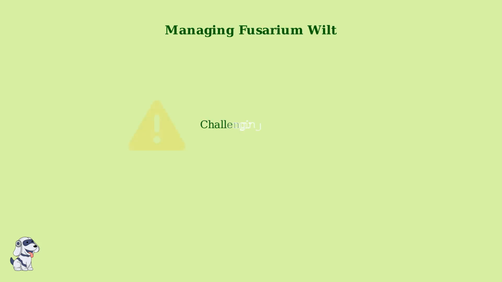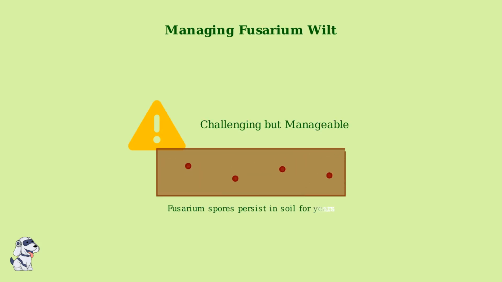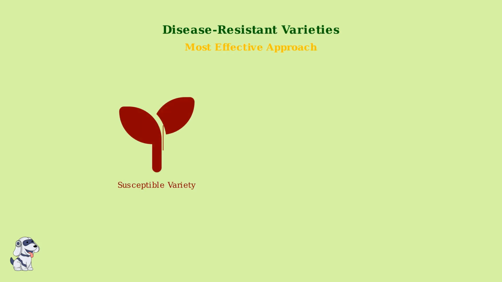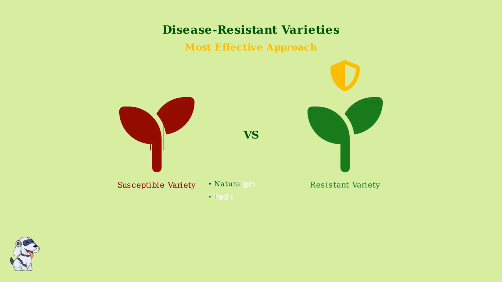Managing Fusarium wilt presents significant challenges for cucurbit growers. This soil-borne fungal pathogen can persist in soil for years, making traditional control methods less effective. The most effective management strategy is using disease-resistant varieties. These plants have been bred to withstand Fusarium infection, providing natural protection against the pathogen.